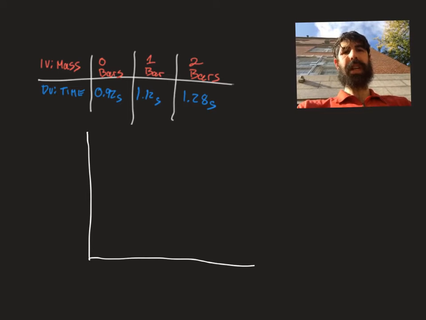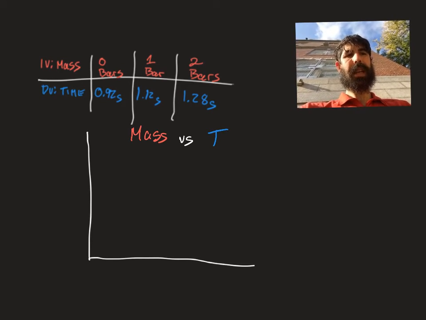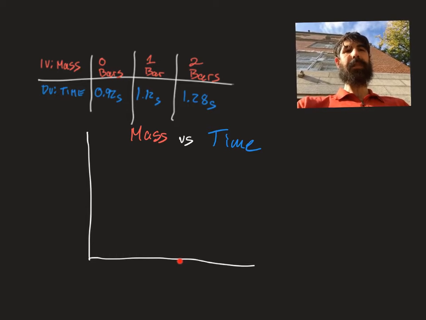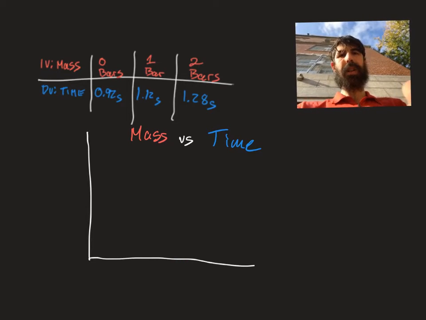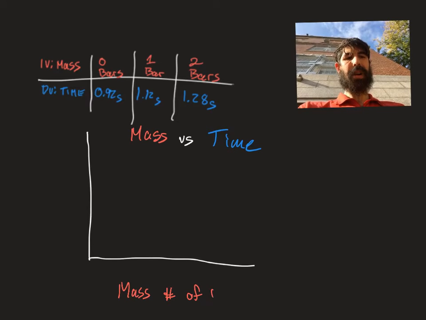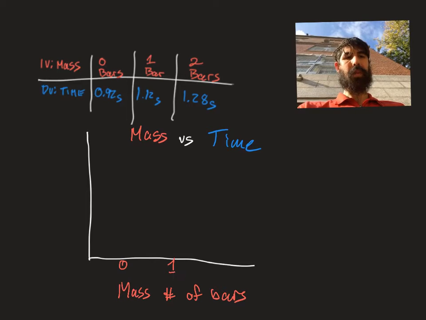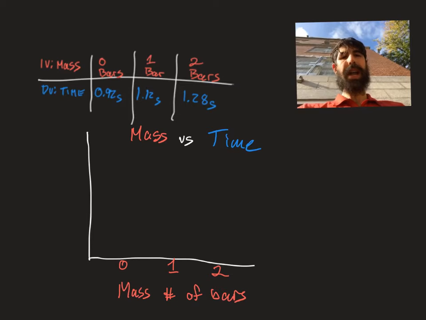So I'm going to start with a title. I'm going to make a mass versus time graph. I'm going to put my mass down here on the x-axis where my independent variable goes. So I'm going to label it mass, number of bars. And I know that I have 0, 1, and 2.